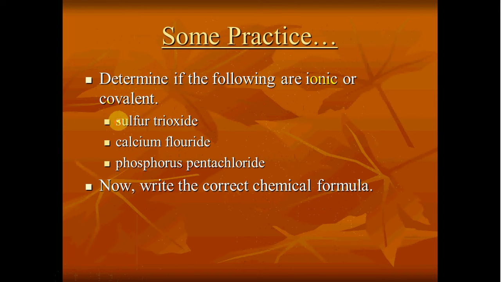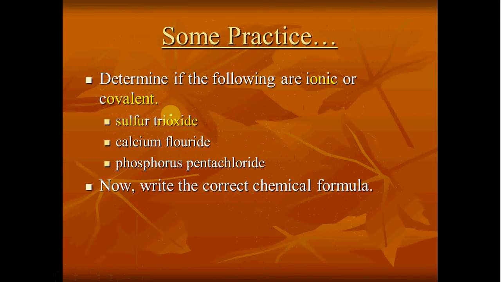The first one is called sulfur trioxide. Well, first thing, there's 2 ways to know. First, let's look at sulfur. Find sulfur on your periodic table. You'll notice that sulfur is a non-metal. The other part of this is oxide, which sounds a lot like oxygen, and oxygen on your periodic table is also a non-metal. So we have 2 non-metals, so this must be covalent.